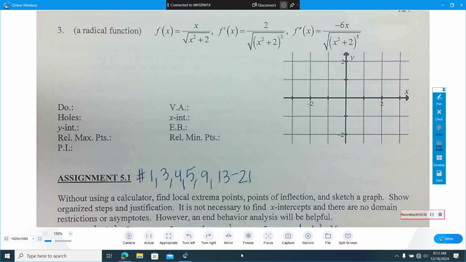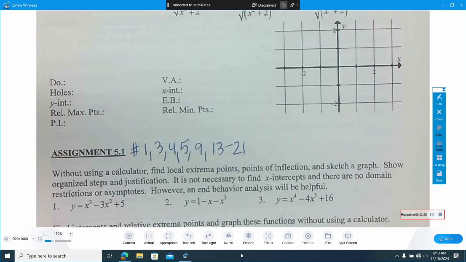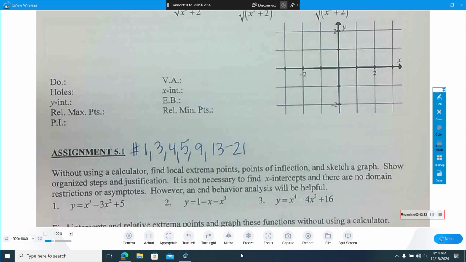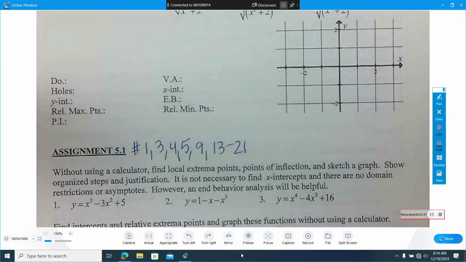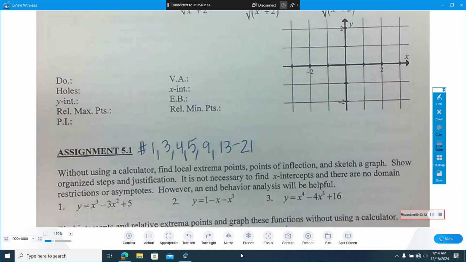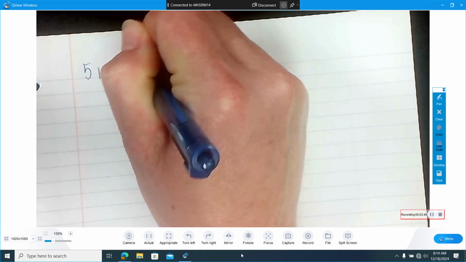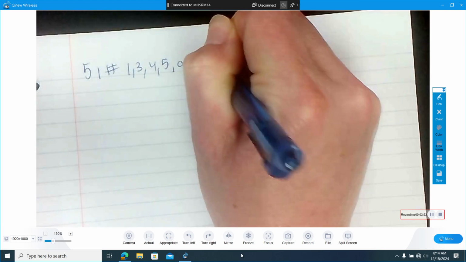Okay, and so the goal here is, without using a calculator, we want to find the local extrema, the maximums and minimums, inflection points, and sketch a graph. It's not necessary to find x-intercepts, and these first couple have no domain restrictions, but knowing end behavior will be helpful. So that's what we're going to do. We're just going to work together here. This is 5.1, numbers 1, 3, 4, 5, 9, and 13 through 21.